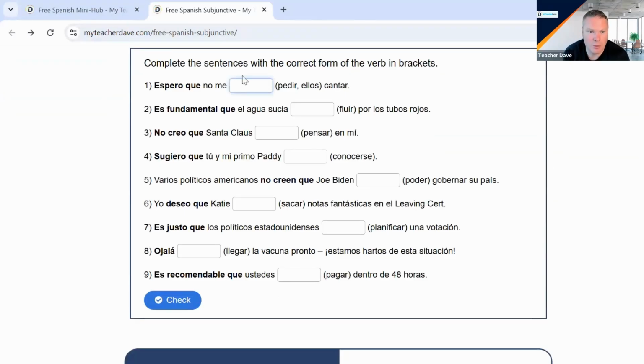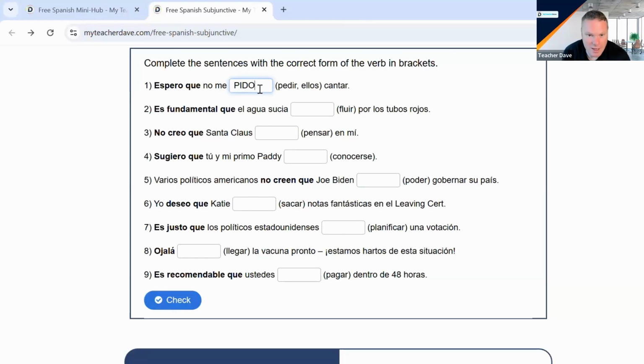So we can see here we have the sentence, there's a gap, and there's a verb in brackets, and there's also, more often than not, an indication of who is doing the action in brackets. If it's not obvious from the sentence, we put it in the brackets as well to help us. So we can see here we have espero que, that classic subjunctive trigger. Espero que no me, and we have pedir, to ask, ellos, they, and we have cantar. So in English, what we're looking for basically is, I hope they don't ask me to sing.